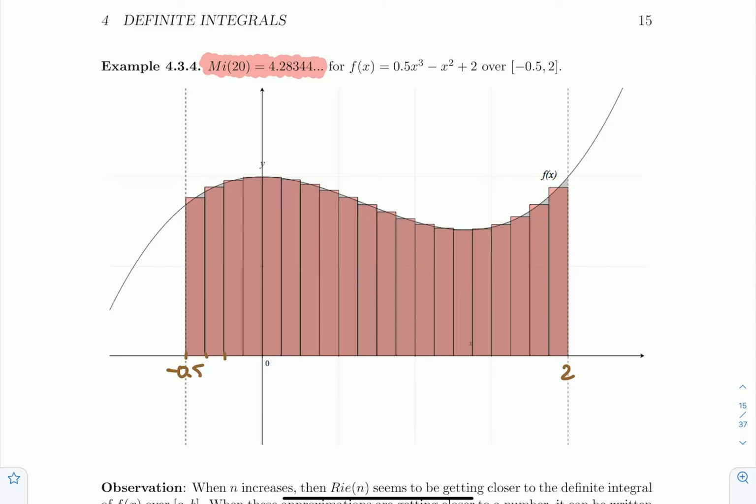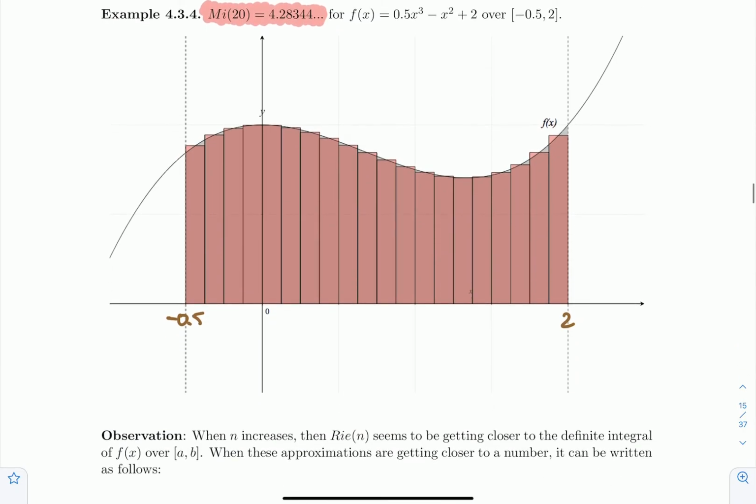So we can summarize this observation as follows. I'm going to read it out so that it's said properly. When n increases, which means when you're using more rectangles, then the Riemann sum using these n rectangles seems to be getting closer to the definite integral of the function f of x over the interval [a, b].